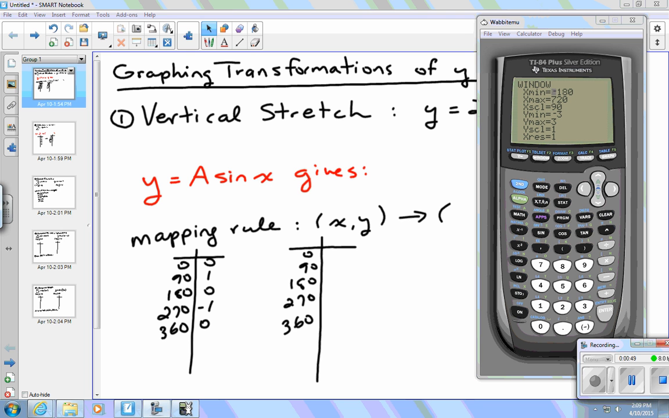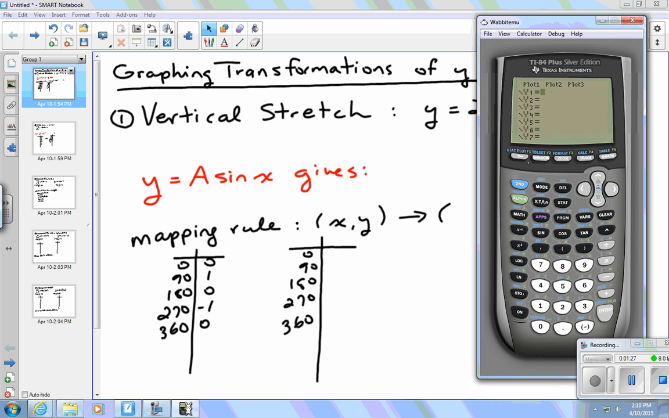Okay, so if you press your window button, we're going to have the calculator set up in degrees. And again, even though we're doing this in degrees, it works exactly the same if we're working in radians. And we'll do some of those together in class, practicing with radians. So we're going along our x-axis from negative 180 to positive 720 degrees with an x scale of 90. The y minimum, let's switch that to negative 5 to positive 5, just so that we have a little bit more range available to us.